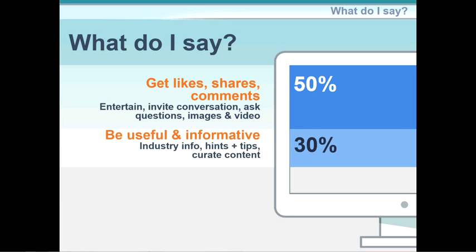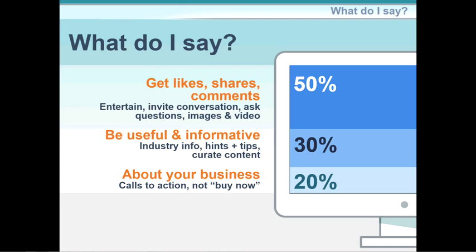About 30% of your content should be useful or informative. Provide information about your industry that your customers will find interesting. Become known as a source of important information and tips, whether that content is from your own blog or from other blogs you trust. And if you do that stuff correctly, then you've earned the right for 20% of your content to be direct calls to action for your business. Now, this doesn't necessarily have to be buy now.